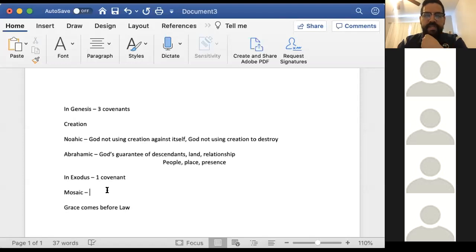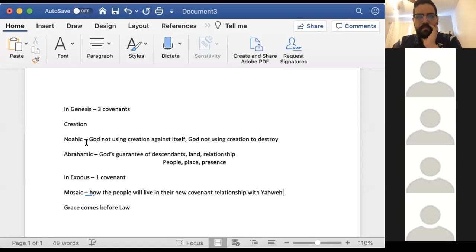So what we see in the Mosaic covenant specifically, again detailed, is how the people are going to live in their new covenant relationship with Yahweh. And so again, both the demands of the covenant with not having foreign deities, which we'll get to.